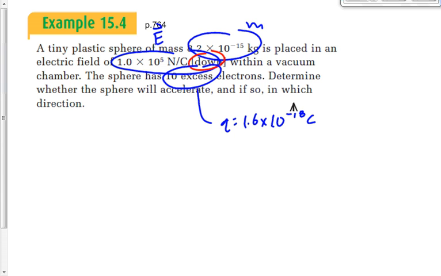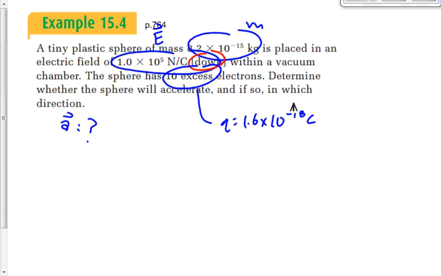Let's assume that it does accelerate. Let's find the acceleration. If we're correct in our assumption and it does accelerate, we'll get a value for that. If we're wrong in our assumption, what will we get for a? If it doesn't accelerate, what's a going to work out to be? 0.